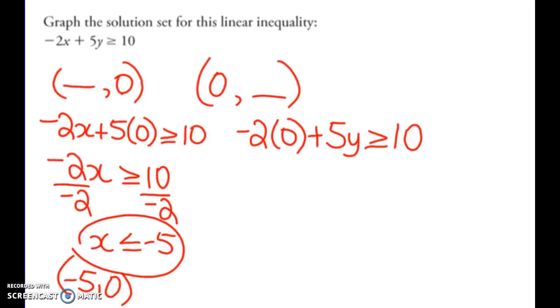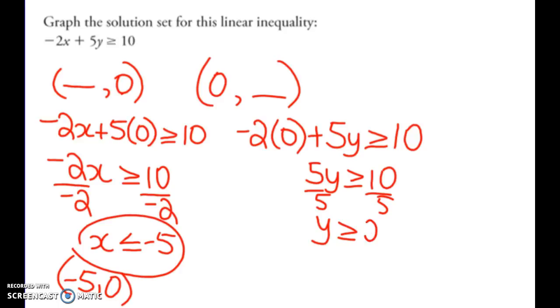Minus 2 times 0 is 0. So I have 5y is greater than or equal to 10. I divide by 5. I do not need to switch the sign because 5 is not a negative. And I have y is greater than or equal to 2. So that means when x was 0, my point was 2.